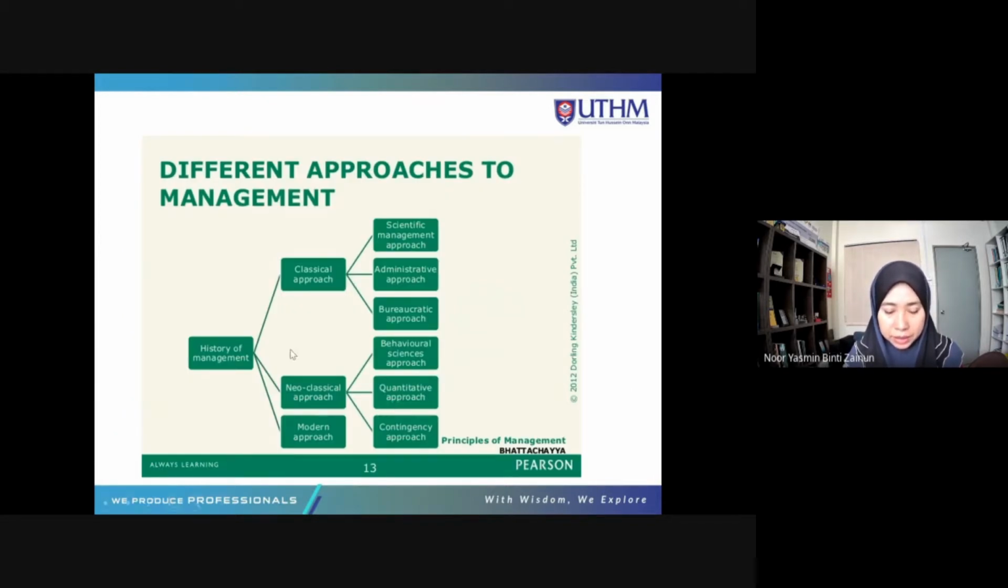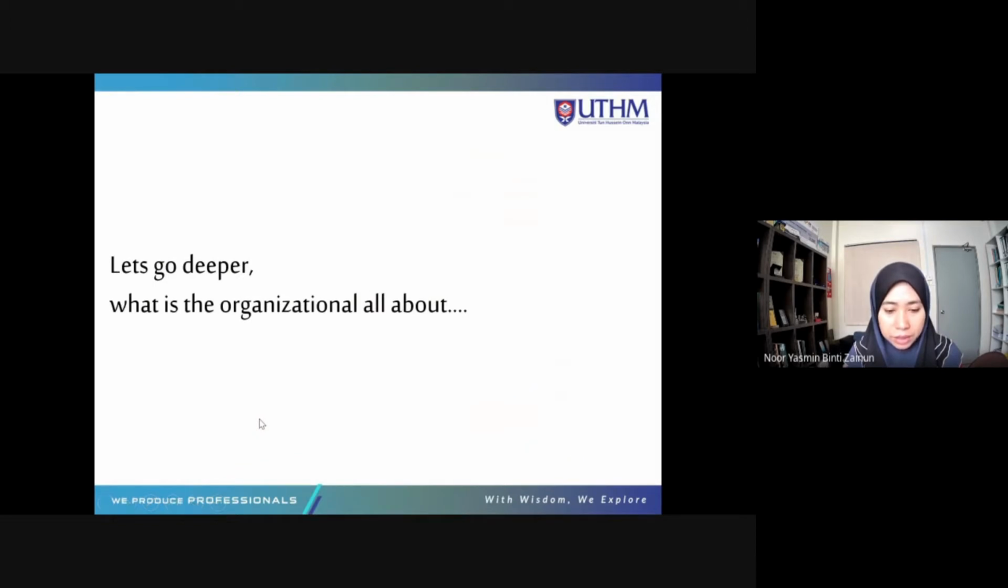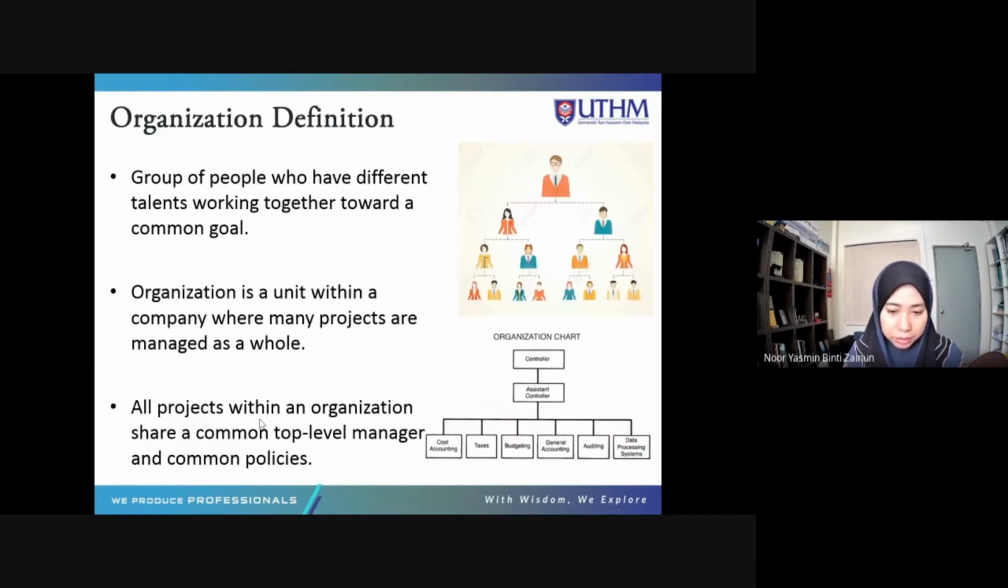So we have the classical approach, which is the scientific management approach, administrative approach, and bureaucratic approach. We have neoclassical approach, which focuses on the behavioral science approach, quantitative and contingency approach. And we have modern approach also. Okay, so let's go deeper. What is the organizational about?